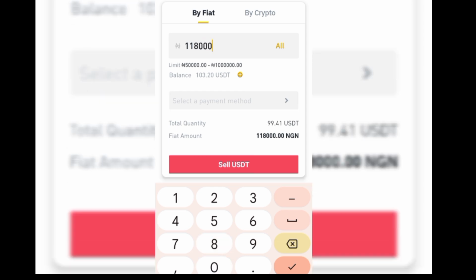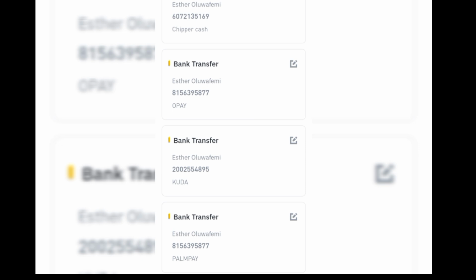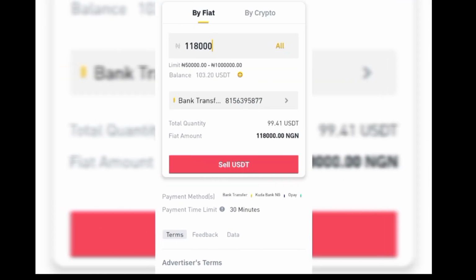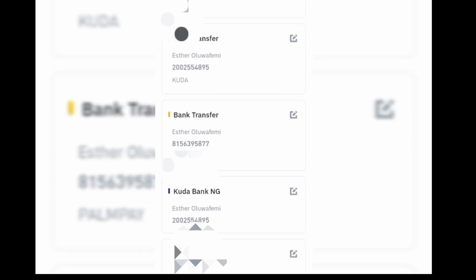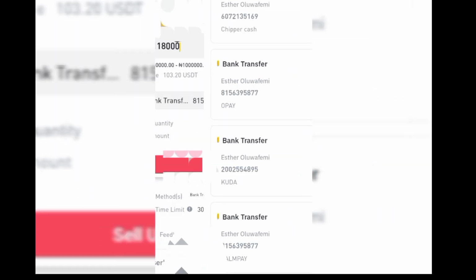I've already set my payment method, the bank account I use to receive money. So I put my OPay account there because it's very fast for me to receive my money, to confirm it. And people there prefer using OPay, PalmPay, or Kuda. If you have that account, then you can receive your money faster with all these banks. So I have them here, and these are my bank accounts. So I then click on sell USDT.